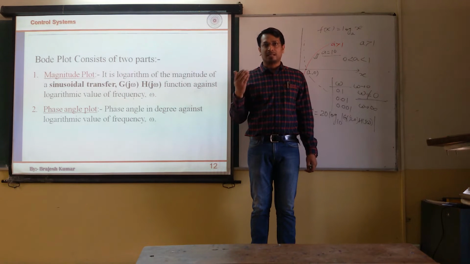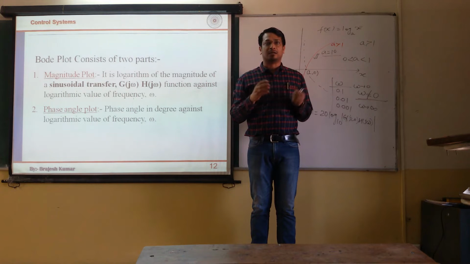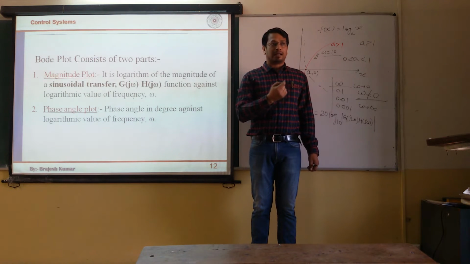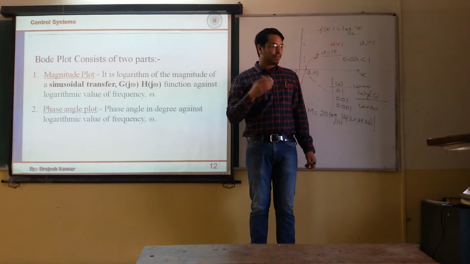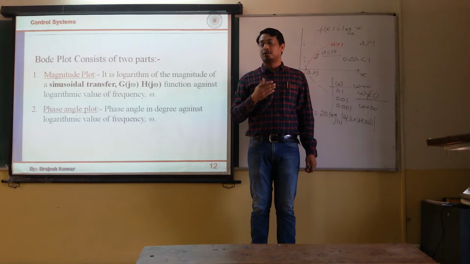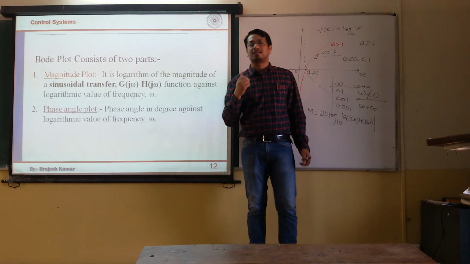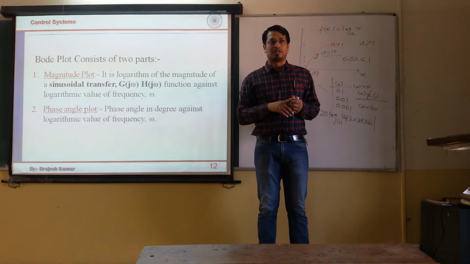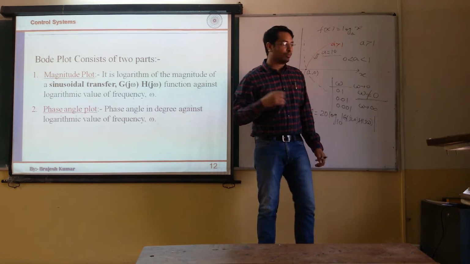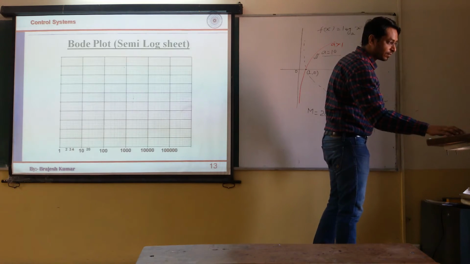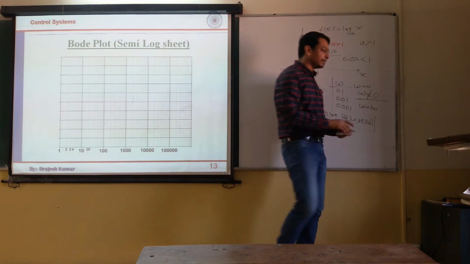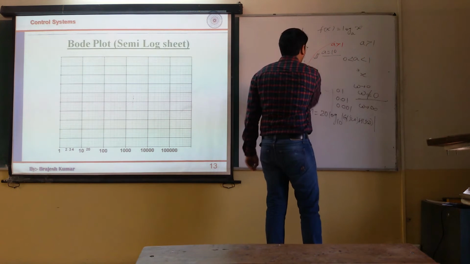Rather, the scholars have developed a graph sheet which is already scaled as a log of omega at the x-axis and a linear scale at the y-axis. This particular graph sheet is known as semi-log graph sheet. So let us see the fundamentals of this semi-log graph sheet. Correct? This will look like this. This is your semi-log graph sheet.